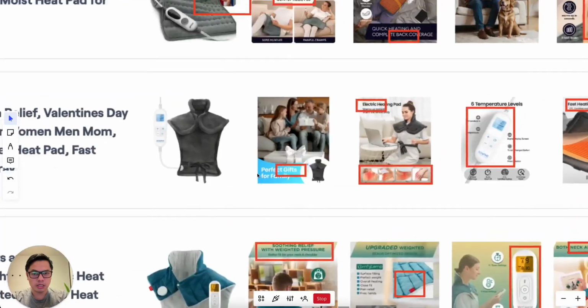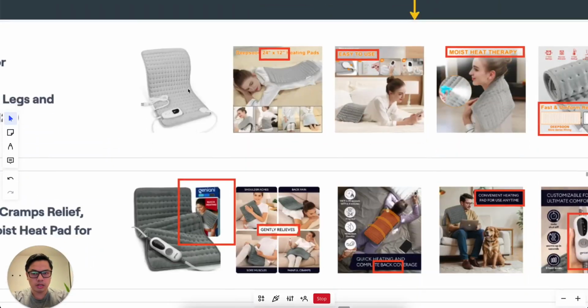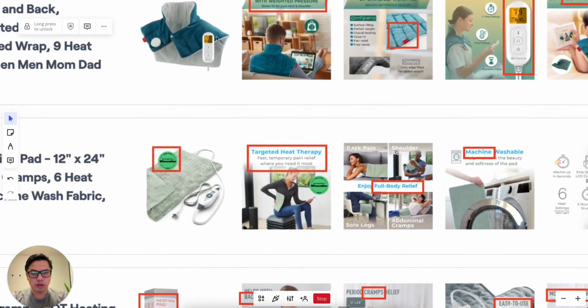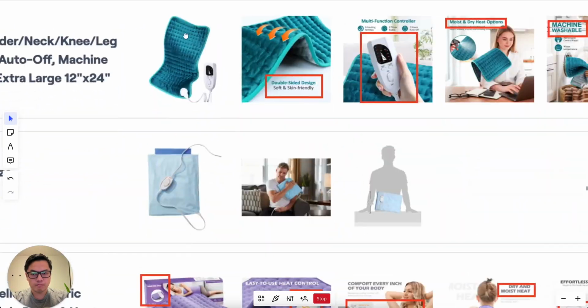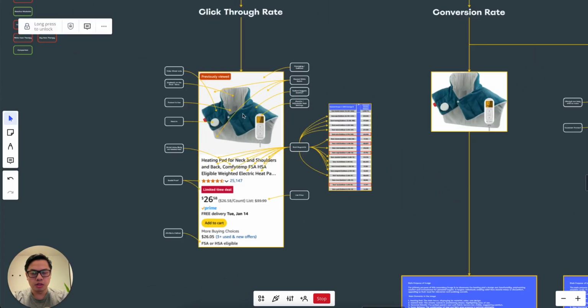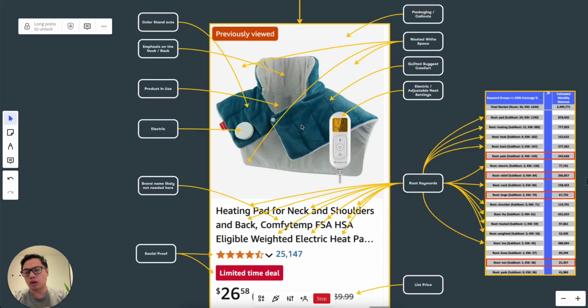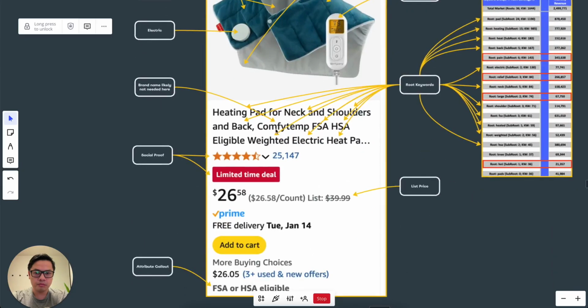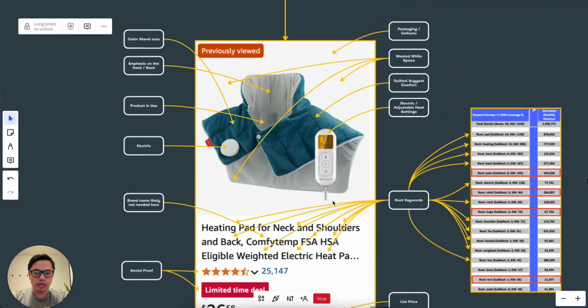Let's see. It's a lot of front on. This is looking from the right to the left. These are things that I'm really trying to identify. We don't know if they're all going to work. Usually during this step, I'm making a huge list of things I want to split test, and then I'll ultimately test it with Jungle Scout. Okay, so with the image, I think I'm okay there.